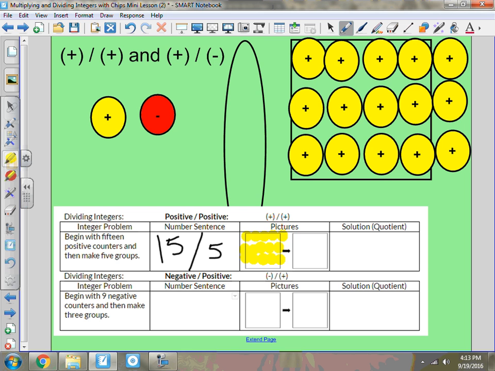Now in my next box, I'm going to be showing my work. So I've got those 15 yellow circles, and I'm going to be rewriting them. And this is exactly how you'll see it on the SOL. You will see all 15 chips in both boxes. Now I'm going to draw groups and make groups up in my top square. So I'm going to pull over groups to make 5.